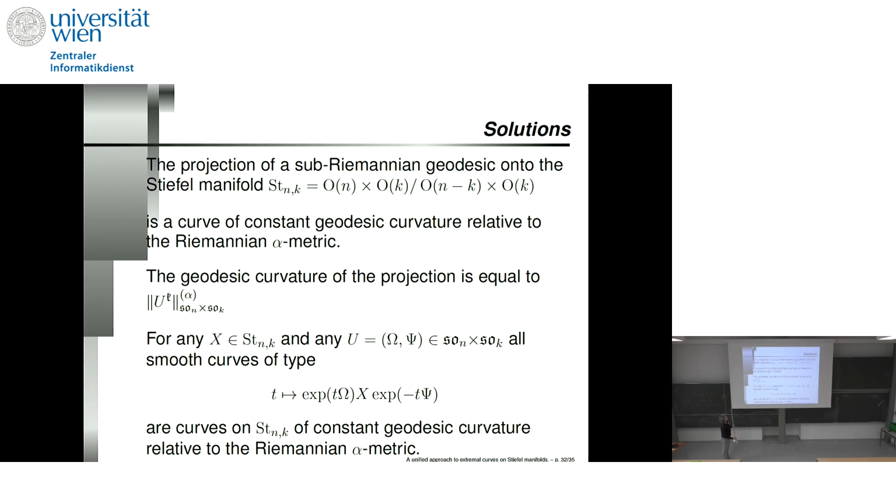So yes, this is like summarizing. The projection of the sub-Riemannian geodesic onto the Stiefel manifold is a Riemannian geodesic, as I told. So we found the sub-Riemannian geodesic at this level, but since this H is isomorphic and isometric to the tangent space of the Stiefel, then the projection of this guy here will be something that is related to the Riemannian geodesics, but the following. Any sub-Riemannian geodesic projection is a curve of constant geodesic curvature.